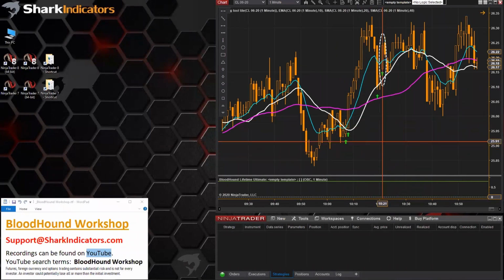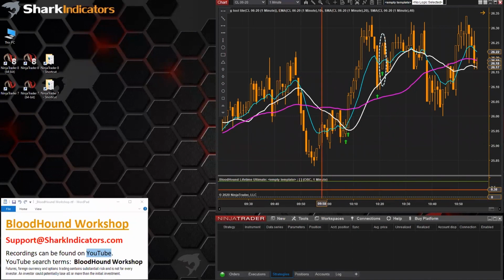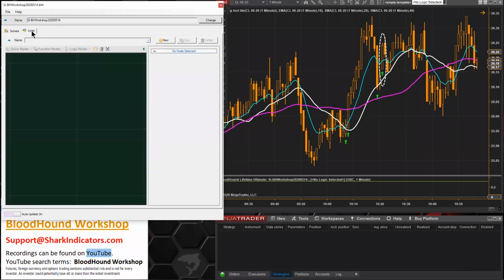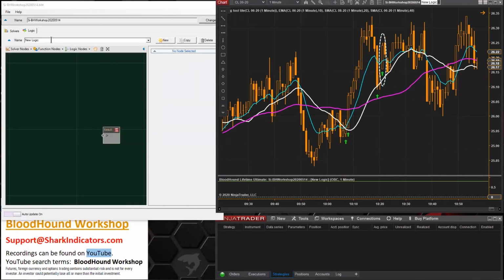All right, first thing to do here, let's get BloodHound open. You guys can see I have BloodHound on the bottom of my chart already. We're going to use the button on the top of the chart here. It says empty template. Click that. And now I'm going to switch over to the logic tab, and we're going to create a new logic template. Hit the new button here. Cross with the pullback, something like that.